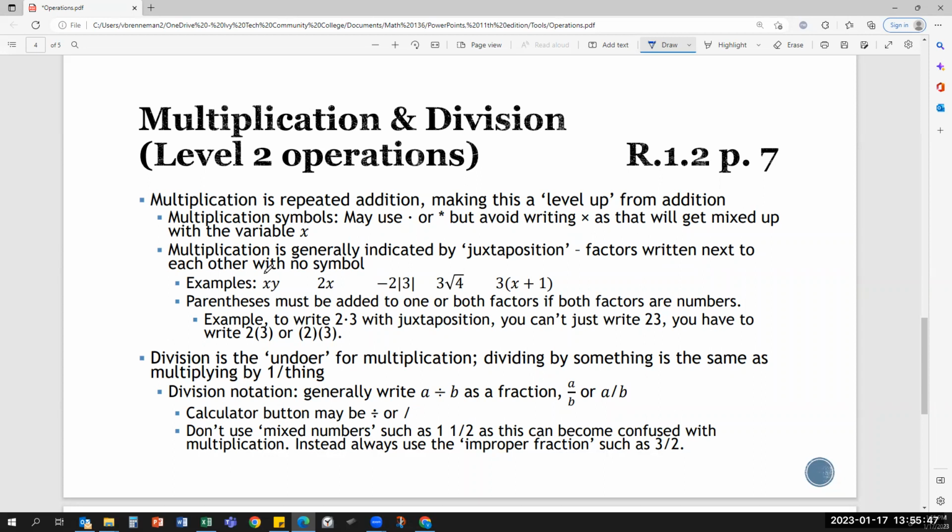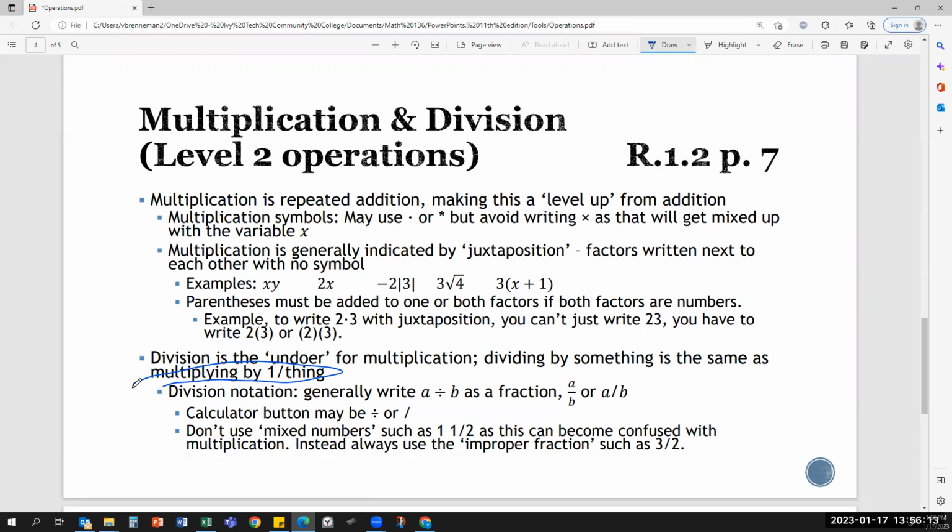So if we want to write 2 times 3 with juxtaposition, we can't just write 2, 3 next to each other because now that's the number 23. So we have to use something, and so that's where parentheses get applied to one or both of the factors. And then division is the undoer for multiplication, so it's on the same level. Dividing by something is the same as multiplying by 1 over the thing.